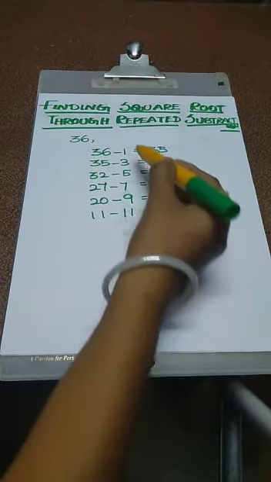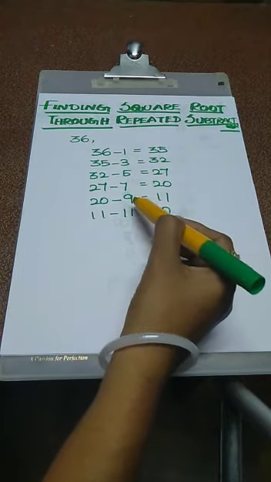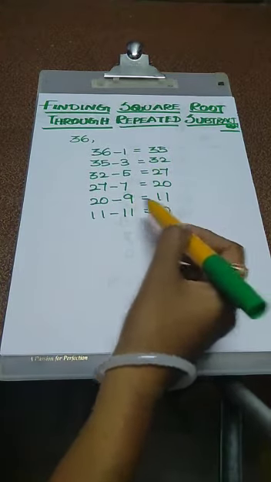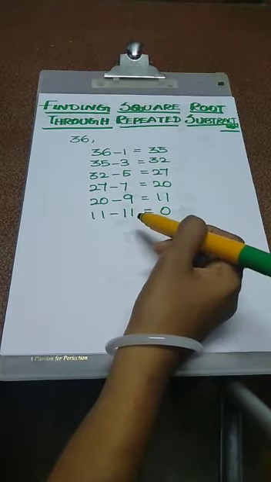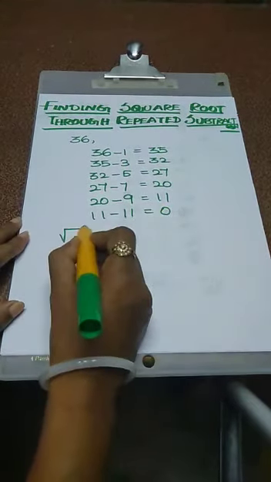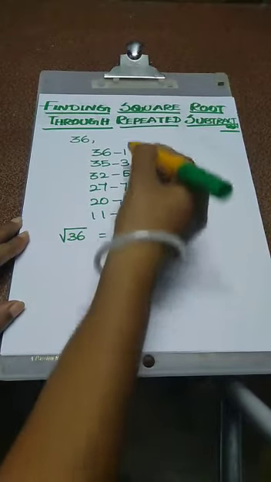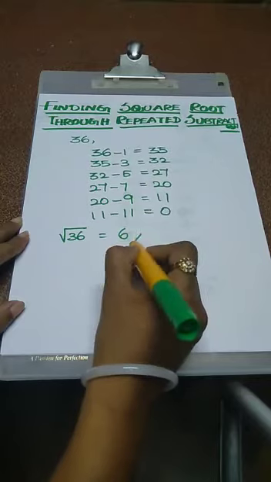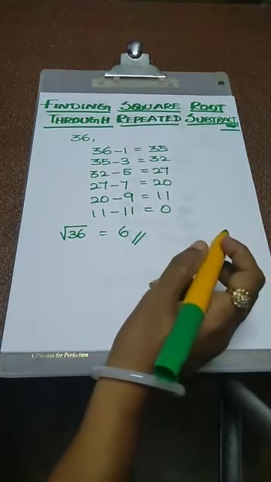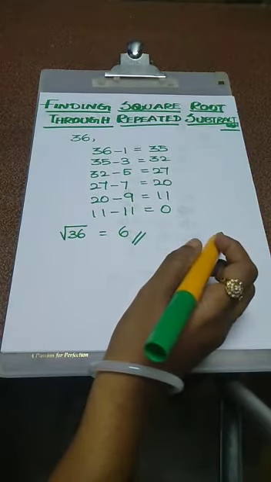Actually we subtract successive odd numbers starting from 1 from the given square number till we get 0. The number of times we have to make subtraction is the square root of the given number. So the square root of 36 is actually 1, 2, 3, 4, 5, 6. So 6 is the value. This is one simple method to find the square root of a particular number.